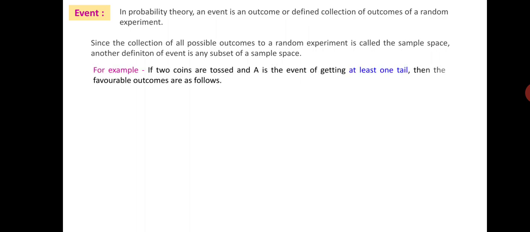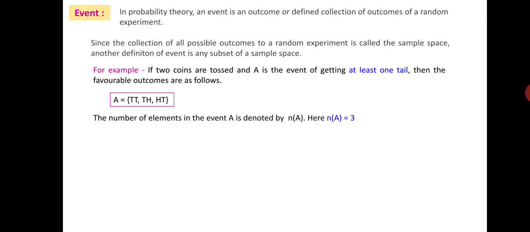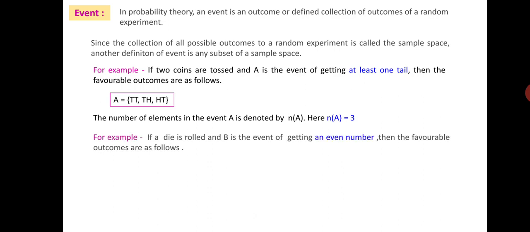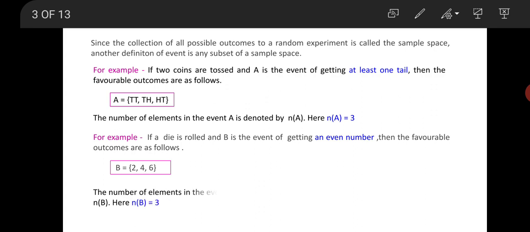For example, if two coins are tossed and A is the event of getting at least one tail, then the favorable outcomes will be A is equal to TT, TH and HT. The number of elements in the event A is denoted by n of A. Here n of A is equal to 3. For example, if a die is rolled and B is the event of getting an even number, then the favorable outcomes will be B is equal to 2, 4, 6. The number of elements in the event B is denoted by n of B, and here n of B is equal to 3.